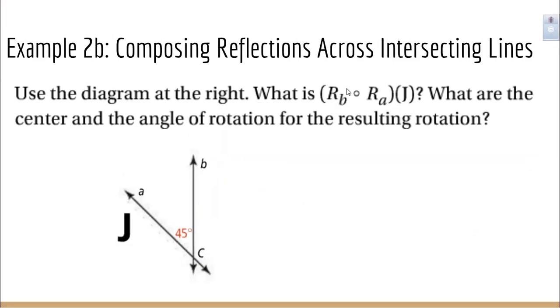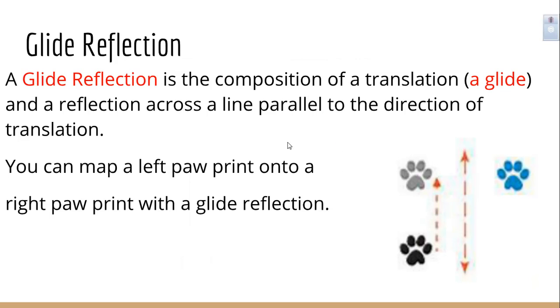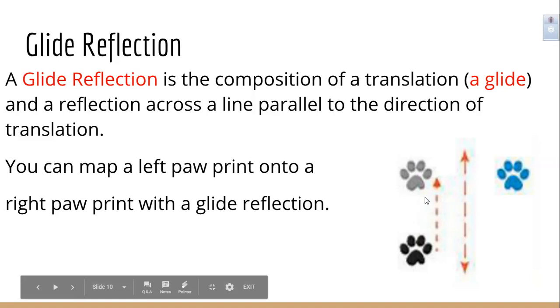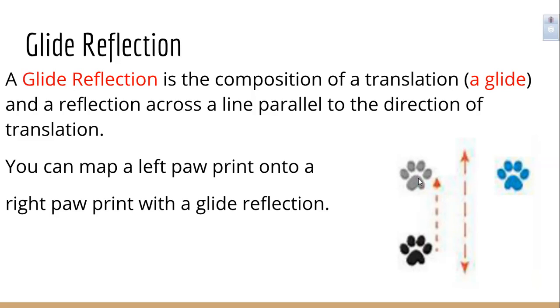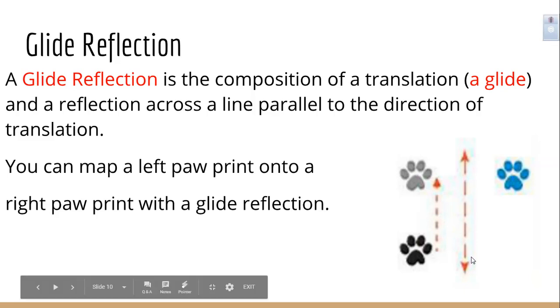So let's now look at a glide reflection. A glide reflection is the composition of a translation, which is the glide, and a reflection across a line parallel to the direction of the translation. If you look here at this paw print, there's a slight difference: the little cutout is on the right side of the paw print. We start with the black image. First it's going to slide, which is a translation, and then it's going to be reflected across this line, your line of reflection, to become this image. That's called a glide reflection.